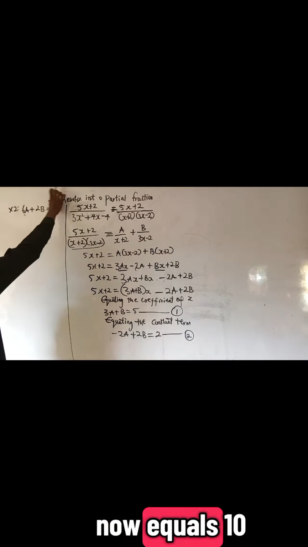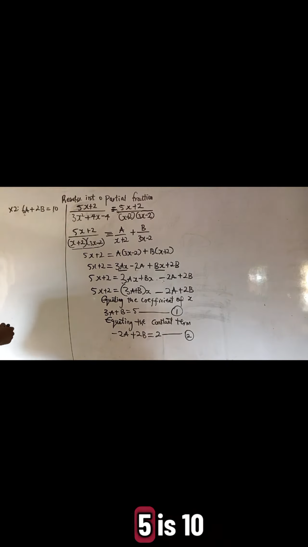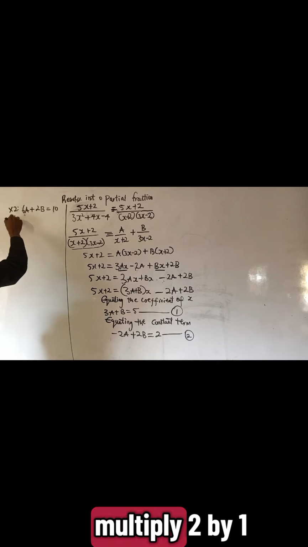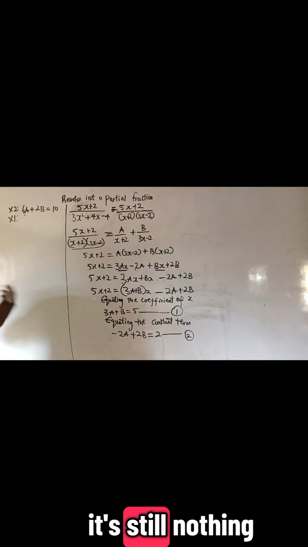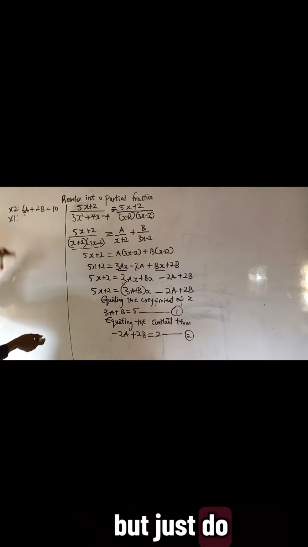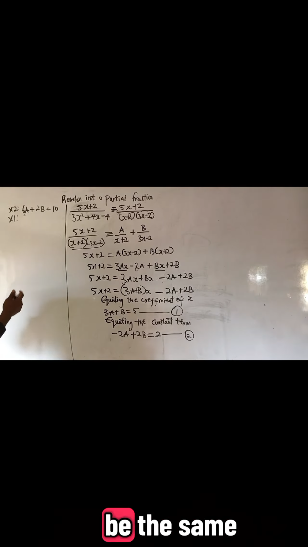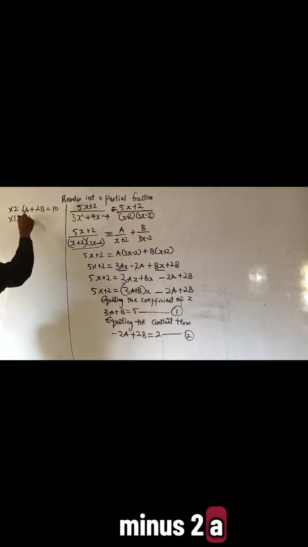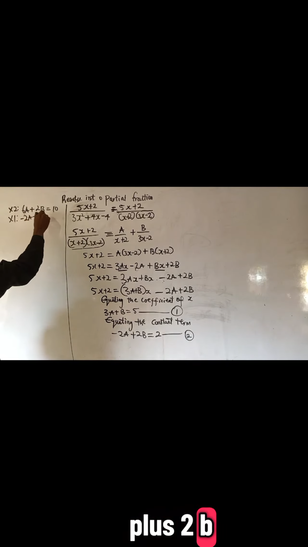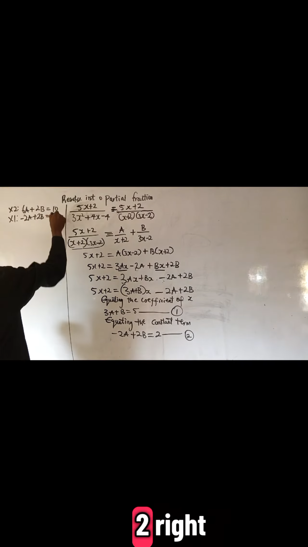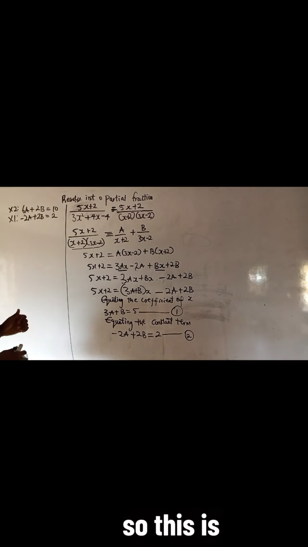equals 10 rather. 2 times 5 is 10. Same thing, I multiply 2 by 1. Always do it. It's still nothing, it won't change anything, but just do it to show that you're multiplying both things to be the same. So I have minus 2A plus 2B equals 2. Right?